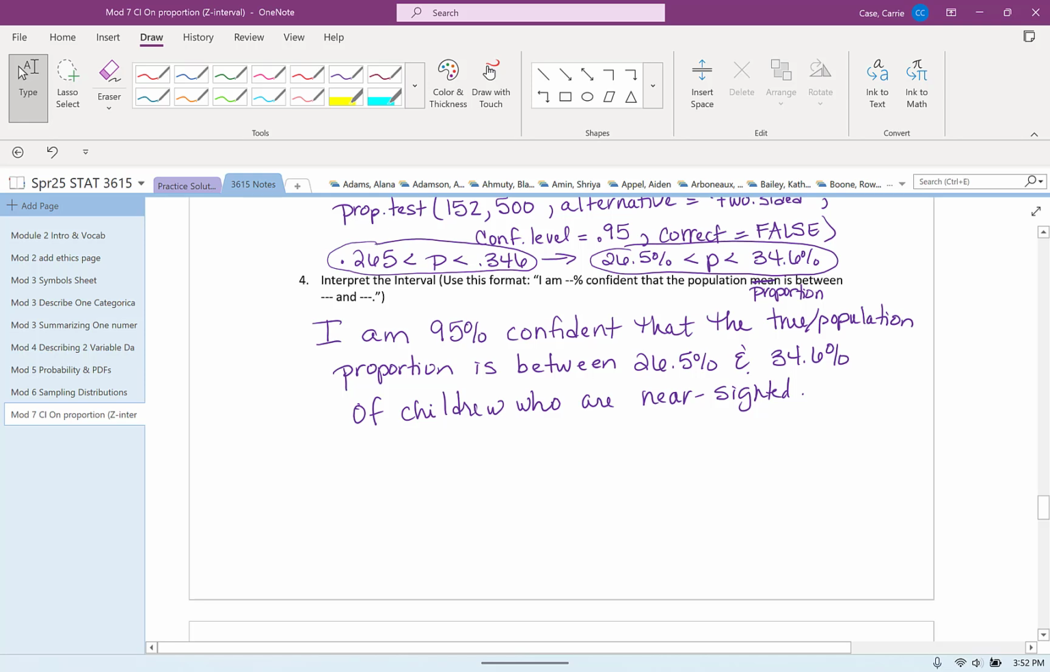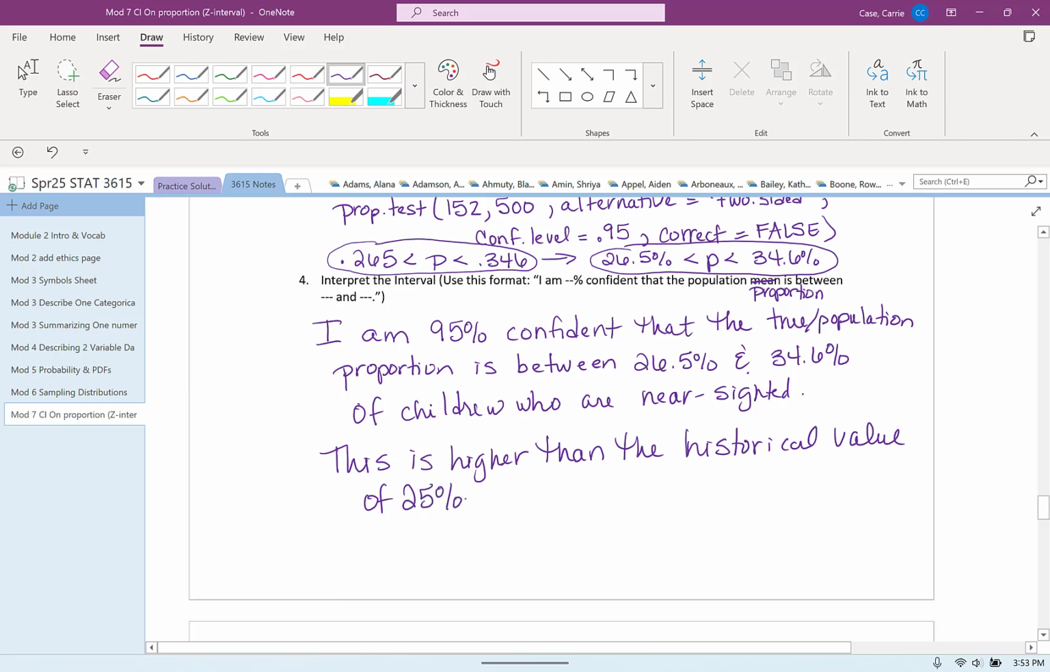That is higher than the historical value of 25%. So this is the answer to the research question. We don't always have a research question. Sometimes we just want to estimate the parameter. In this case, you were given something to compare to.